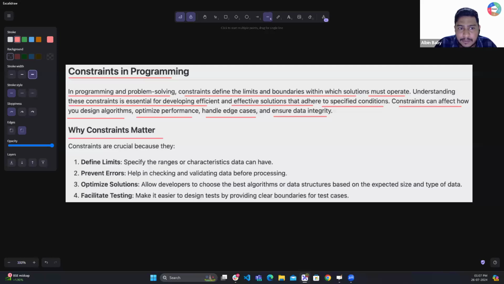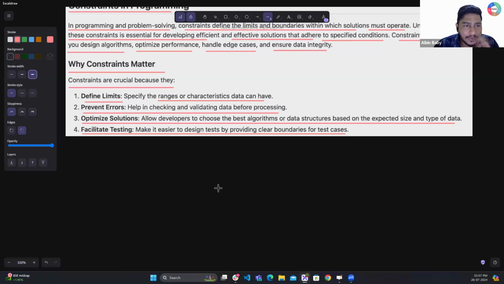Why do constraints matter? Constraints are crucial because they define limits, specify the ranges or characteristics data can have, prevent errors, and help in checking and validating data before processing. They optimize solutions, basically allowing developers to choose the best algorithms or data structures based on the expected size and type of data. They also facilitate testing, making it easier to design tests by providing clear boundaries for test cases. These terms might feel very intuitive to you, but don't worry, I'll explain what a constraint is in simple language.